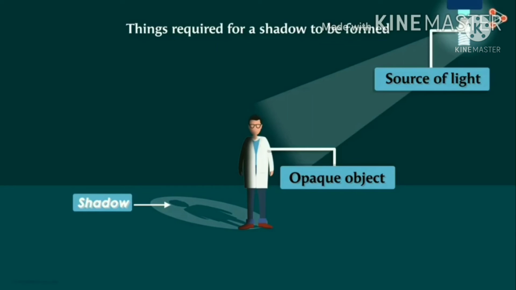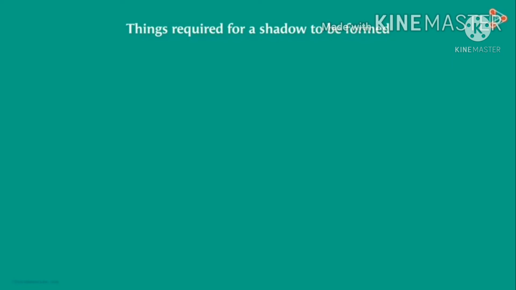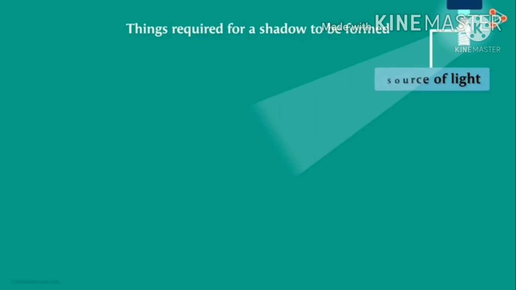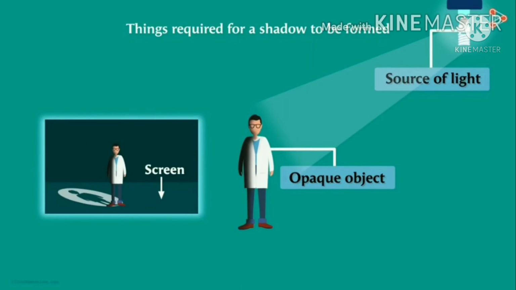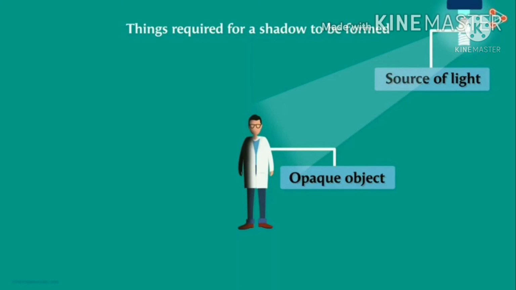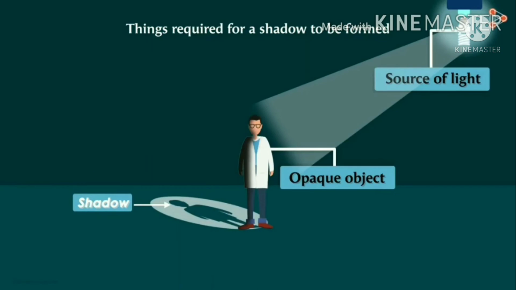Maybe not. Now let's consider a different situation. In this situation too, we have a source of light as well as an opaque body. But do we see a shadow? No, we don't. Do you know why? Had there been a screen behind the opaque object, you would have seen the shadow on it. But because there is no screen or surface like in the previous case, we cannot see the shadow. What does this tell us? It tells us that we also need a surface on which a shadow can be formed. That surface will make us see the shadow.